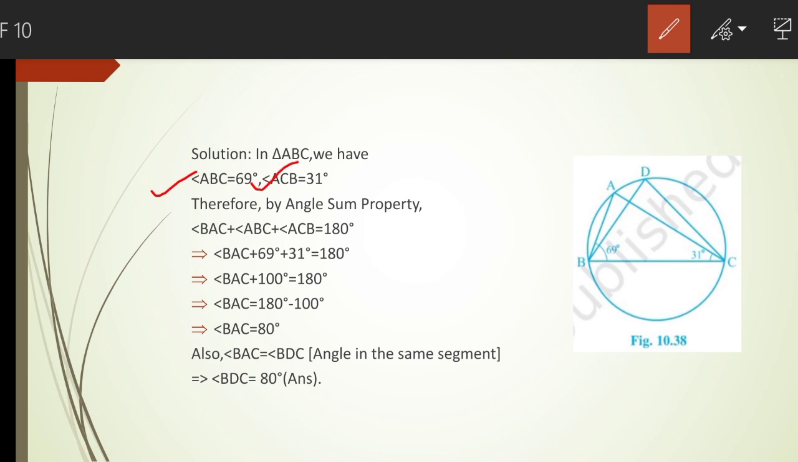So by angle sum property, angle A plus angle B plus angle C is equal to 180 degrees. Now we are substituting the values. So angle BAC plus 69 plus 31, we will get 100. Transposing, angle BAC is equal to 180 minus 100, which is equal to 80.